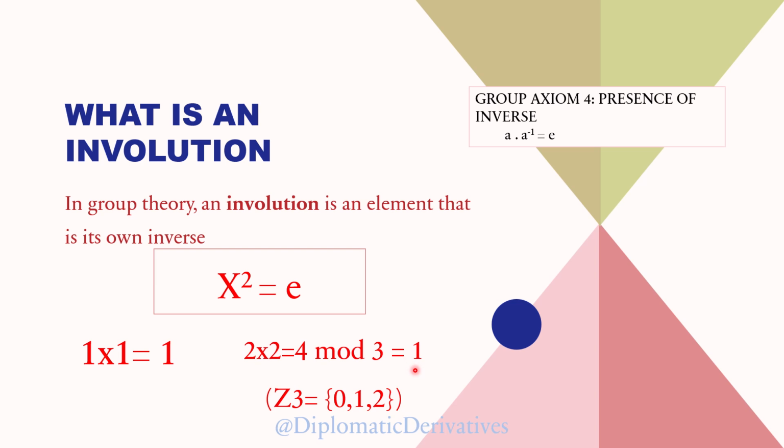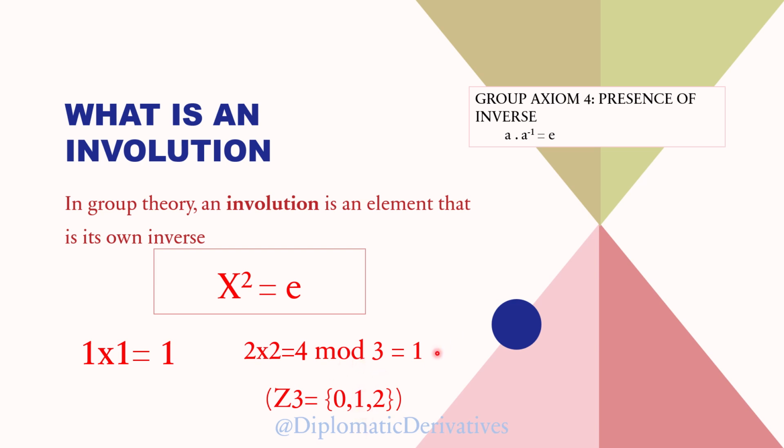And 4 mod 3 is equal to 1. So the group Z3 is basically 3 elements, 0, 1, 2. And when you take 2 into 2, you get 4. Now, according to the group, you have 0, 1, 2, 3, 4. So 4 is assigned to 1. Therefore, 4 mod 3 will be 1.